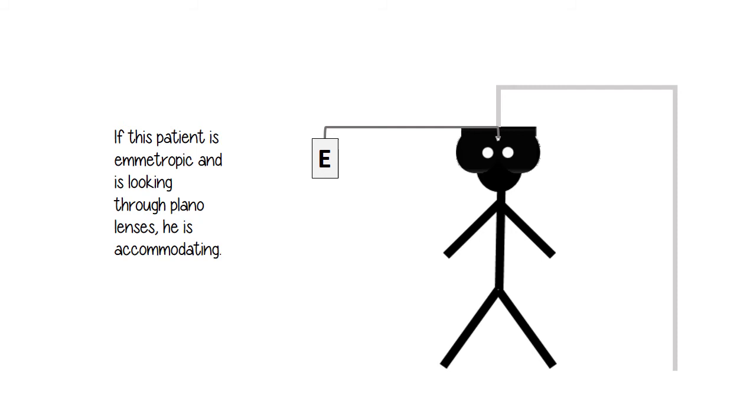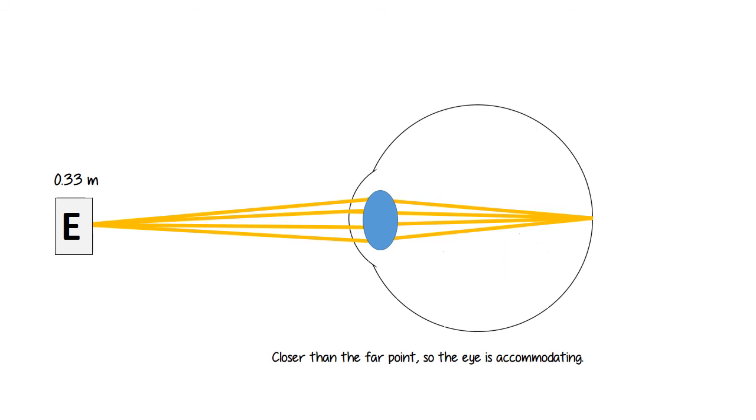Now remember, we're using an emmetropic patient just because it's a little bit easier to explain, but we don't always know. I mean, we know the emmetropic patient's far point is at optical infinity, but we don't always know every patient's far point, okay? So we have to find out the far point, and we have to find out the near point, and the difference between those is the amplitude of accommodation.